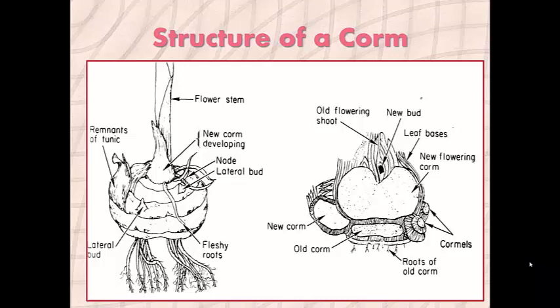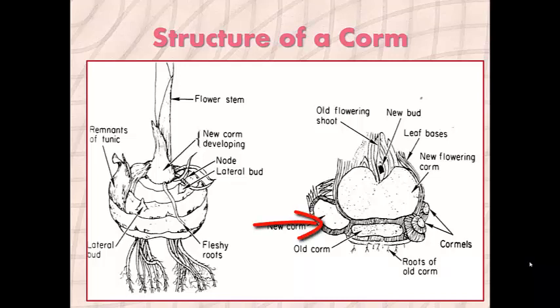Now you might understand why it needs those contractile roots, because if the new corm is forming on top of the old corm every year, eventually it would come up above the surface of the ground, except it has those contractile roots to pull it back down again. Now corms do sometimes form offsets just like bulbs do. You can see one in the picture here.